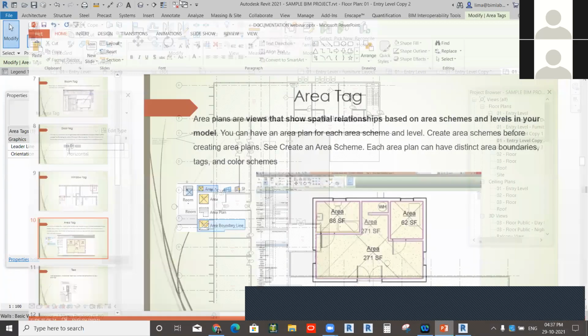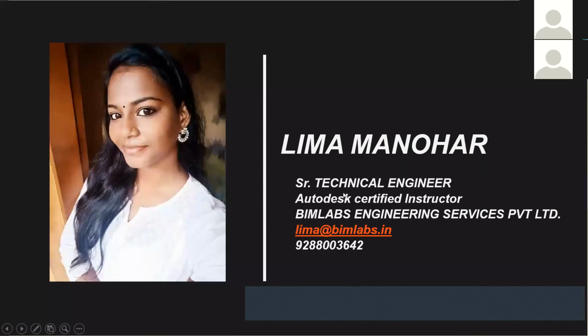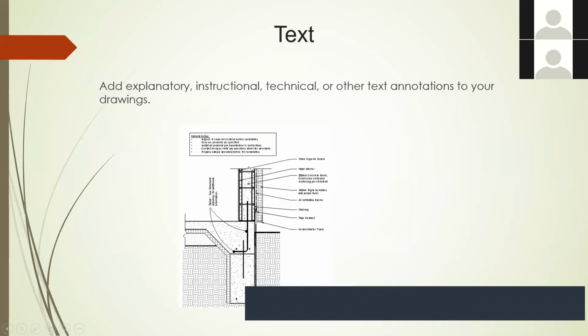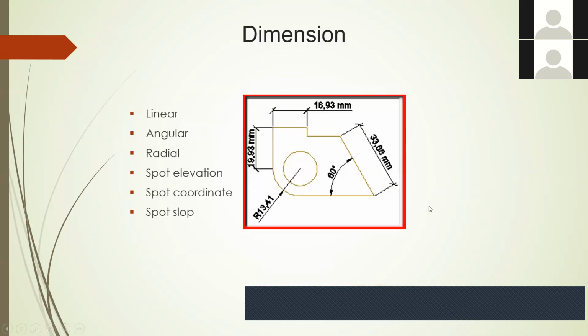So coming to the topic, the next one is the text. Text means you can add explanatory details or descriptions, technical or any other text annotations to your drawings. You can add the text. There is normal text, and model text is also available, two types of text.